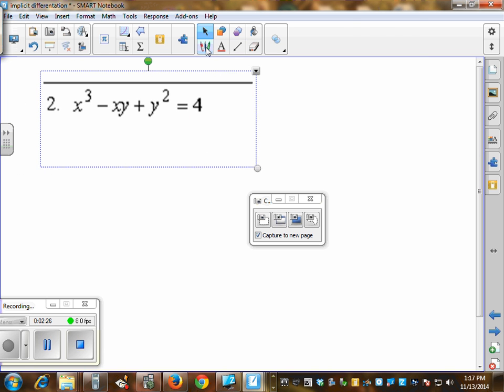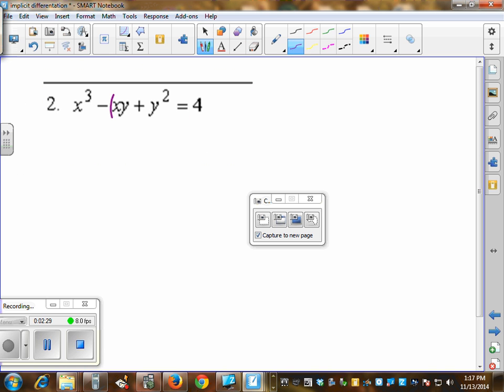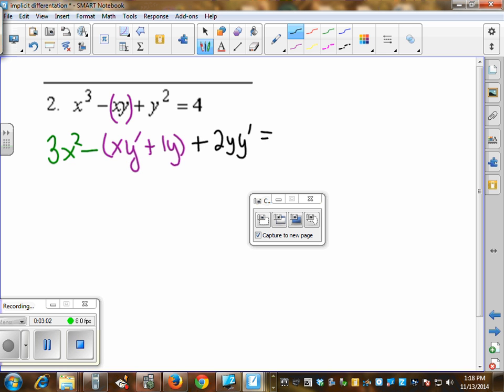Notice on this one there is a product. Do you see the product, x times y? That means when I get to that point, we'll have to use the product rule. Let's go ahead and start. What's the derivative of this? It's 3x squared minus, and now we need our product rule. First times derivative of the second plus second times derivative of the first, which is just 1. Plus, and now the derivative of this, 2y' equals, and of course the derivative of any constant is 0.